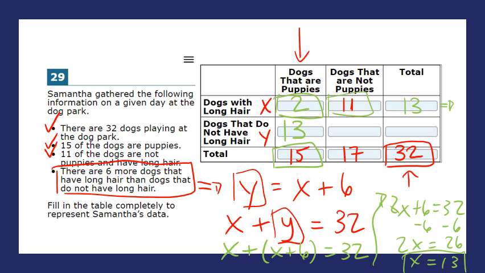Going downwards again, if I have 11 in this top category, I know that I have to add 6 to it to get to my grand total of 17. And last but not least, 13 plus 19 here would give me my grand total of 32.